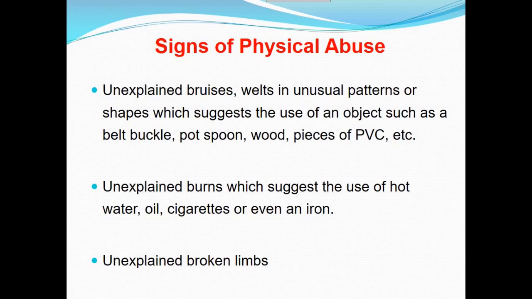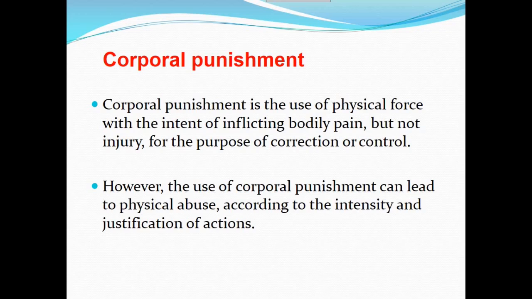Distinctively shaped bruises, again, so any bruises that look like they might have come from odd objects or things that the child should not have been coming into contact with. Frequency, timing, and the history of injuries. So, do they happen often? Does it tend to happen after weekends? Do you notice bruises on the child, say, on every Monday morning? Or does it happen a lot during vacation time or any time that they're absent from school? Unexplained burns, which suggest the use of hot water, oil, cigarettes, or even an iron. Even unexplained broken limbs.